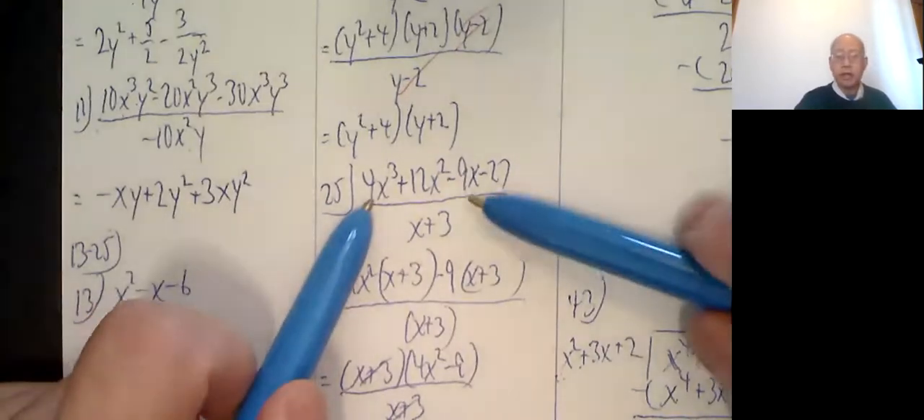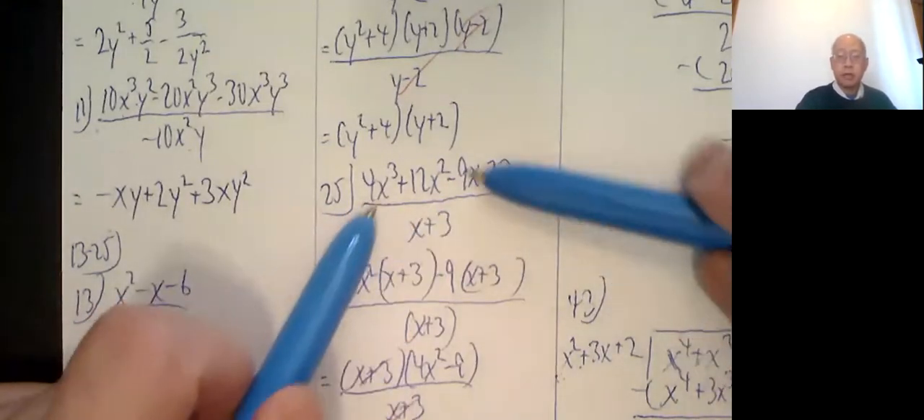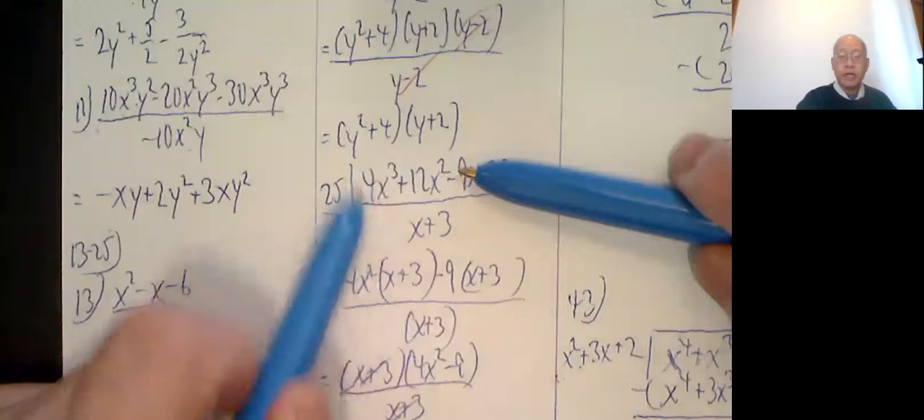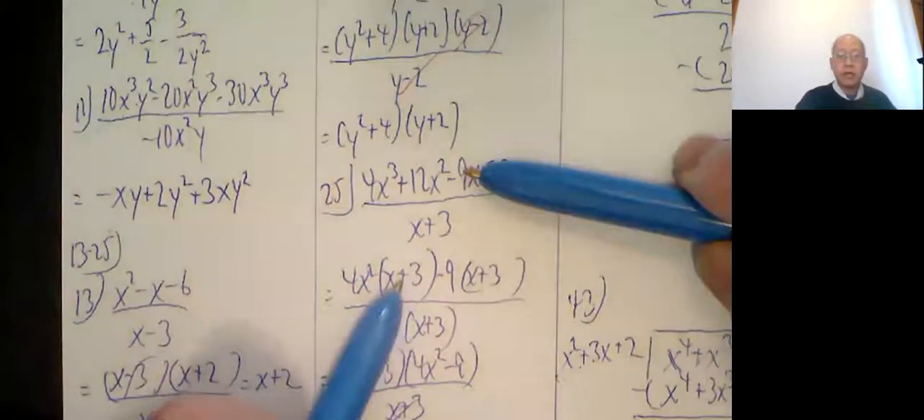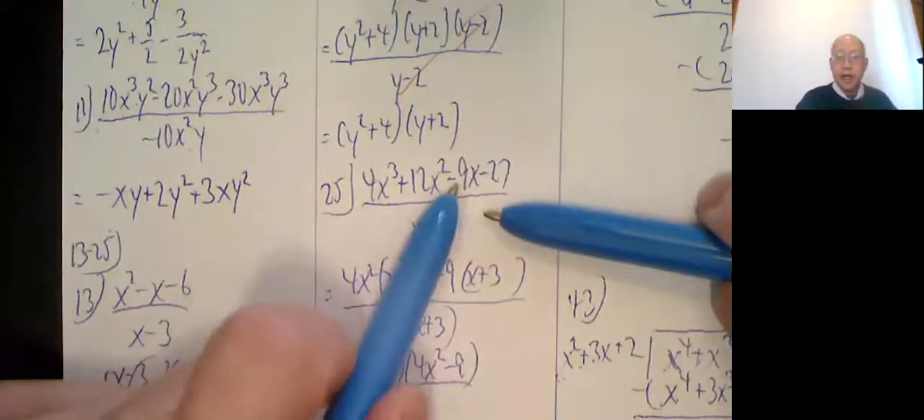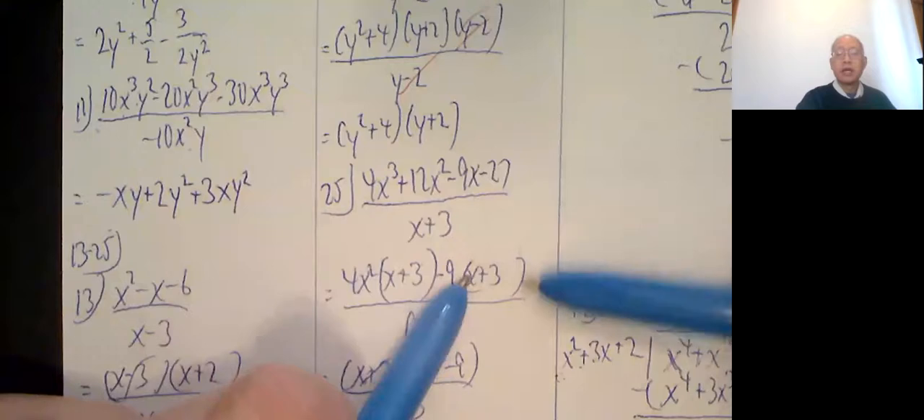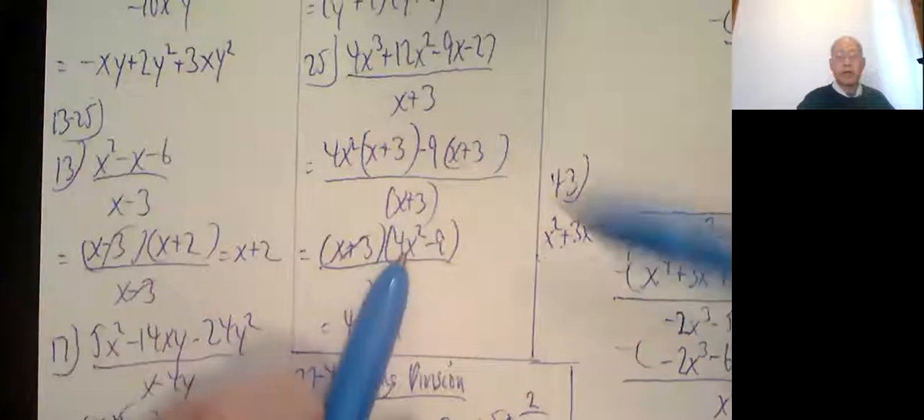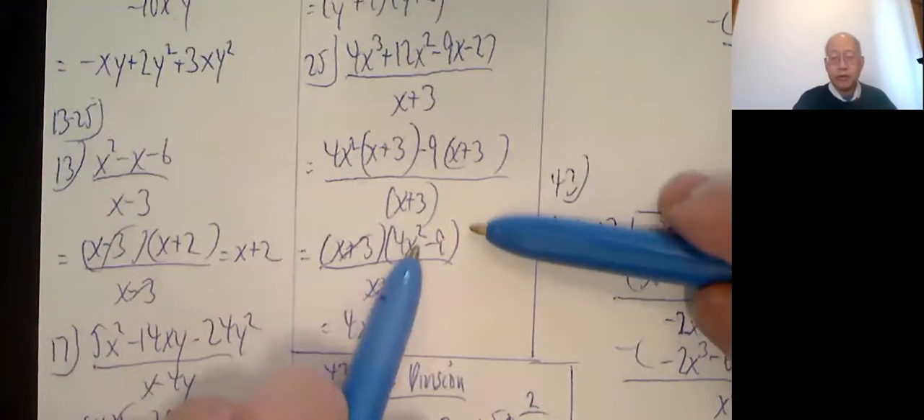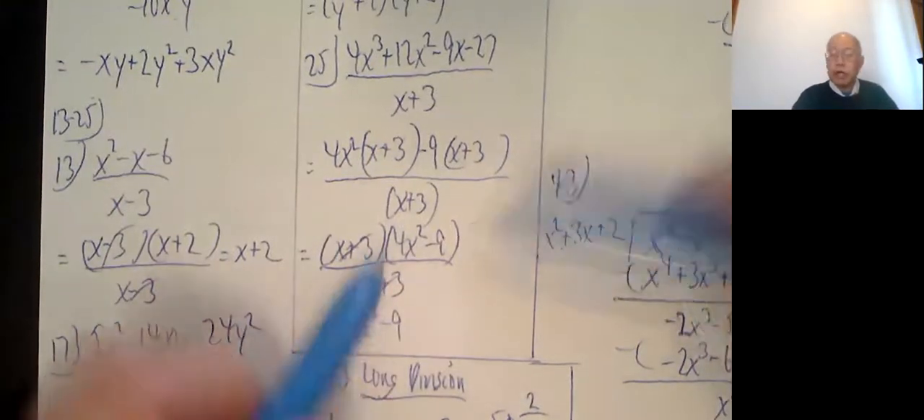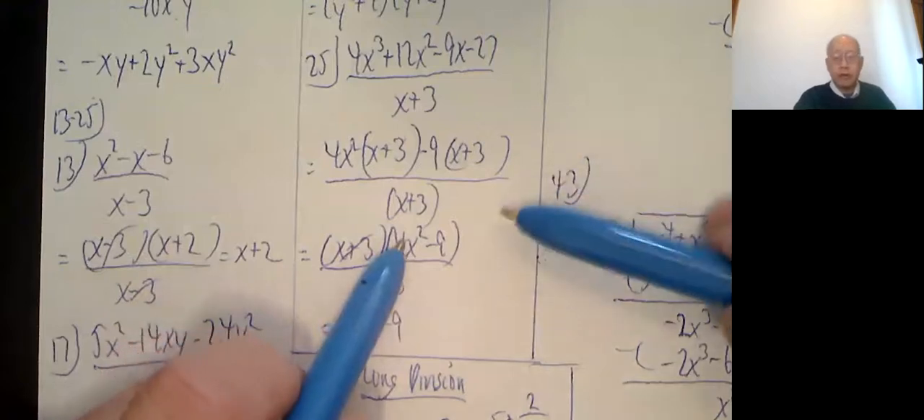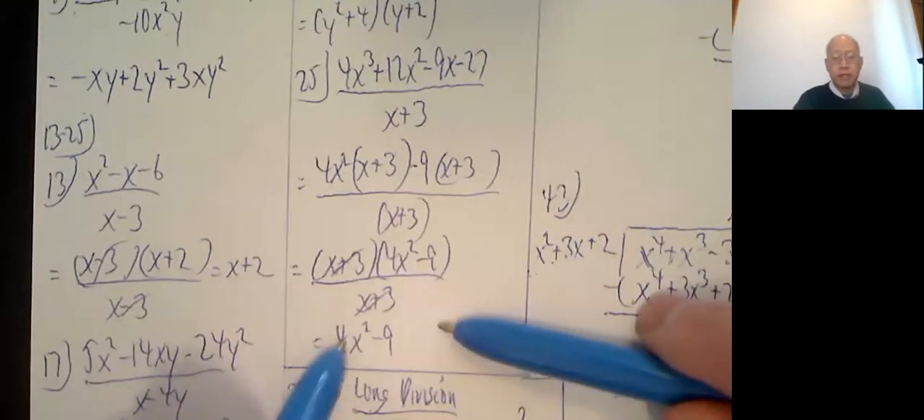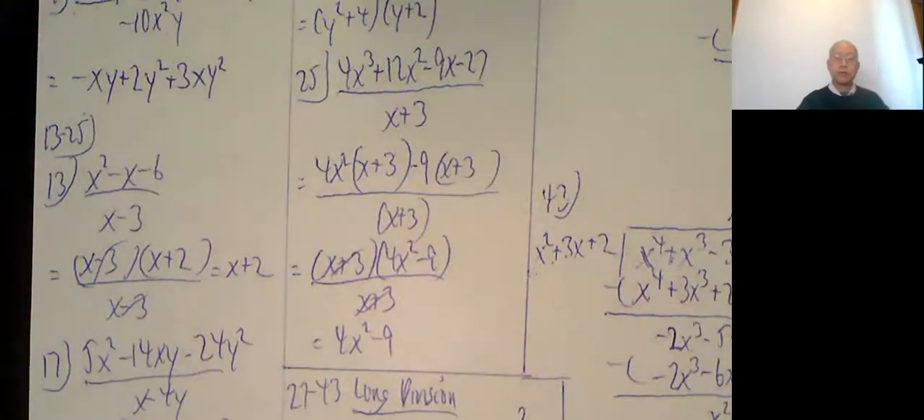25 looks like a grouping thing because there are 4 terms. So group, what can I take out of here? 4x squared, x plus 3. Negative, negative, so take out a negative 9, x plus 3. And we know the way the game works, x plus 3 comes out. 4x squared minus 9. Yes, you could factor this further, but I notice x plus 3 already cancels out. So there's really no need to factor any further, although I would accept it. So 4x squared minus 9 is my answer.